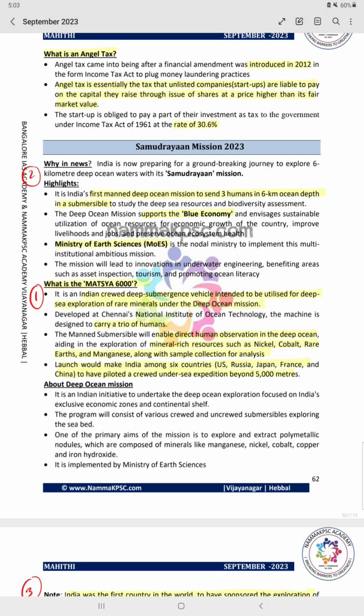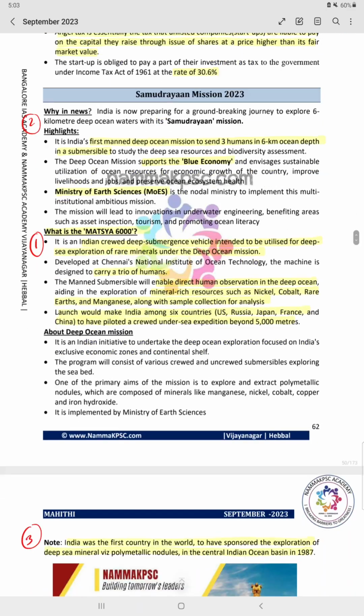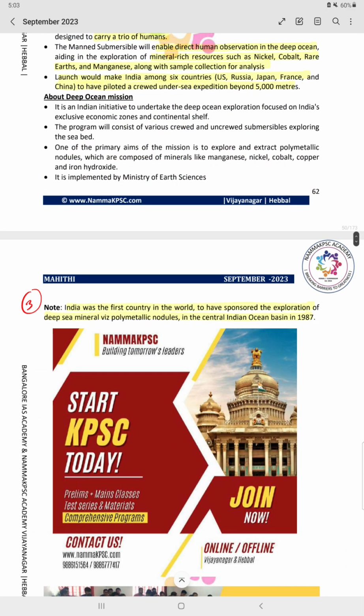Now let's see about the Samudrayan mission. This is the first manned deep ocean mission to send three humans to 6 kilometers deep in a submersible to support the blue economy, and the nodal ministry is the Ministry of Earth Sciences. And India was the first country in the world to have sponsored the exploration of deep sea minerals via polymetallic nodules in the central Indian Ocean in the year 1987. So it's quite good to know.